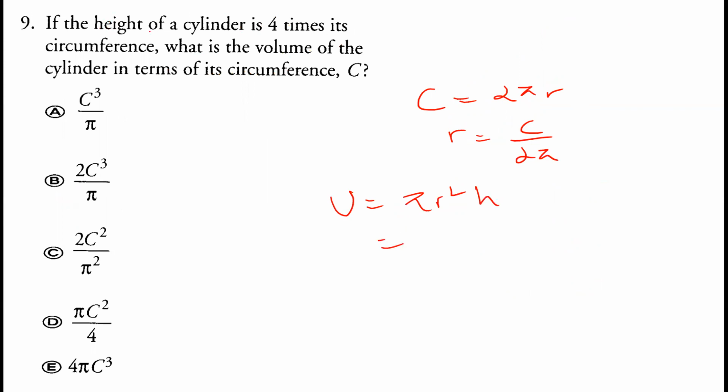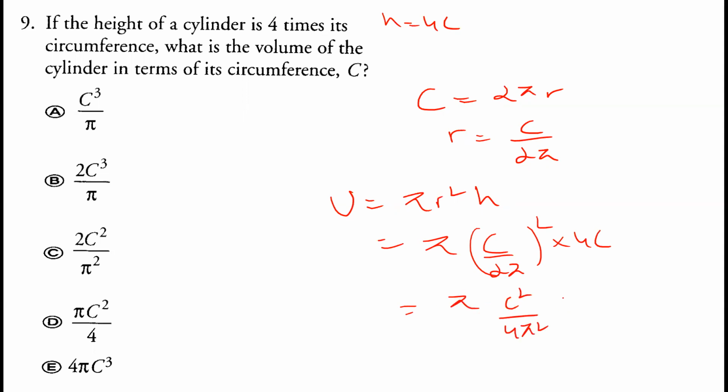Now we know that the height of a cylinder is 4 times the circumference. So pi, we know r is (c over 2 pi) square, and h equals 4c. So pi c square whole over 4 pi square into 4c. 4 and 4 cancel, and one pi and the pi in the denominator cancel out, and we get c cube divided by pi. Hence option A is correct.